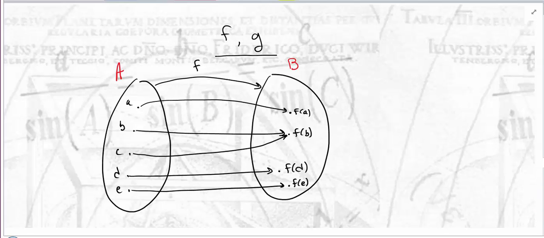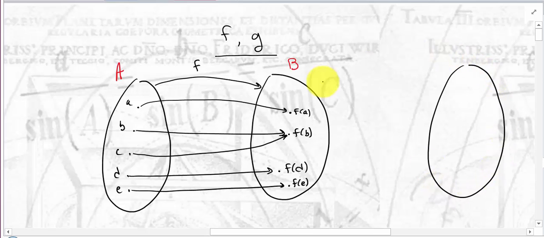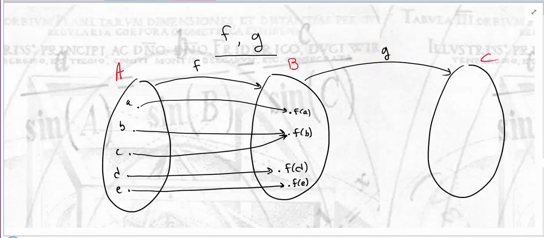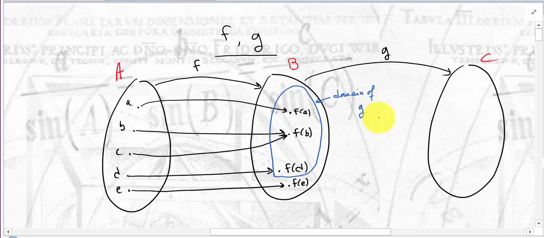Now, once you land in this set, it is possible to find here a second function that is going to take elements from that set into a third set that we can call C, for example, and the second function would be g. Now, this second function does not need to have as its domain the entire set B. Maybe the domain of that function is just going to be right here. So let's suppose this right here is the domain of g. So let's see what happened.